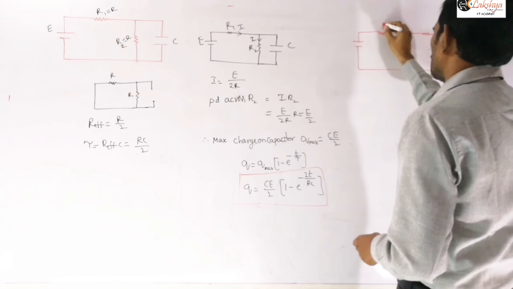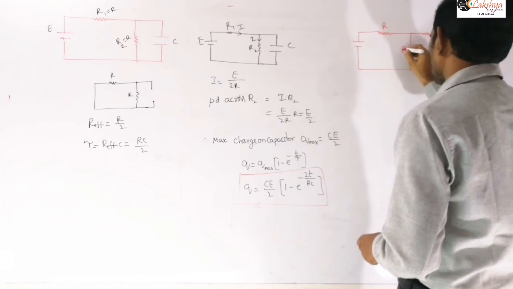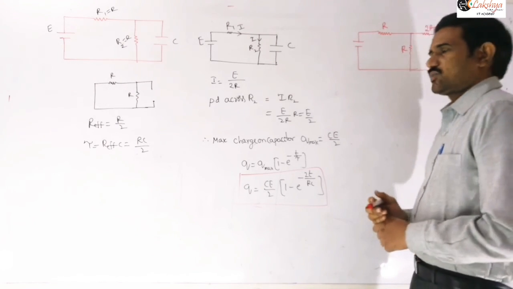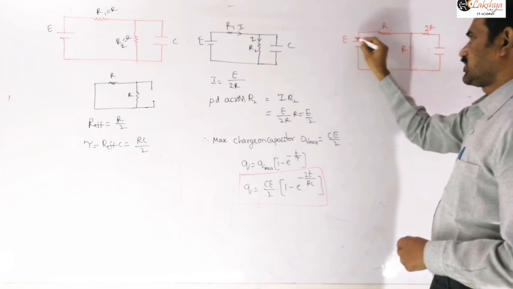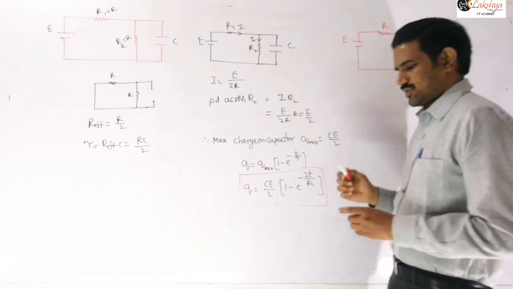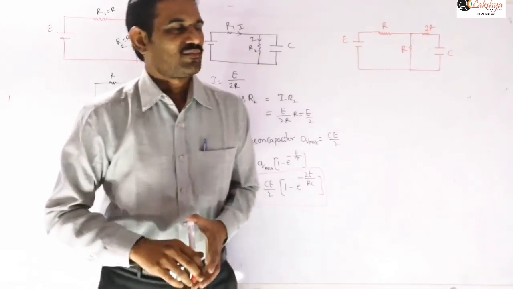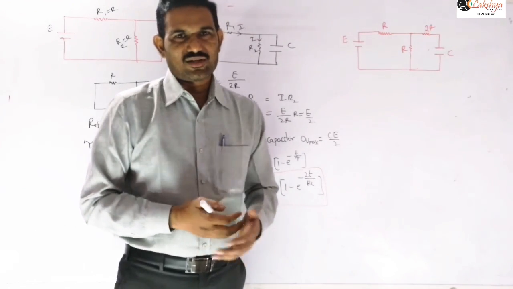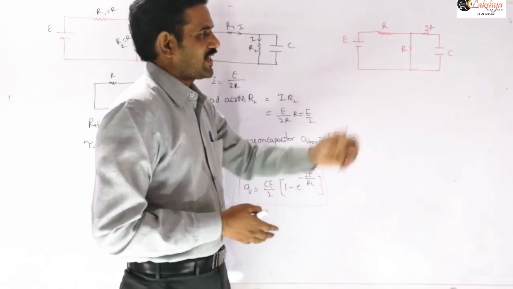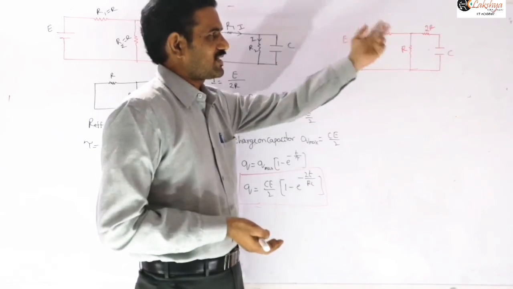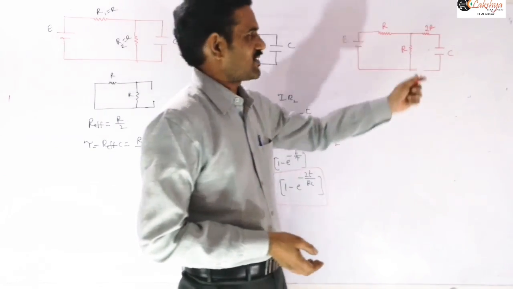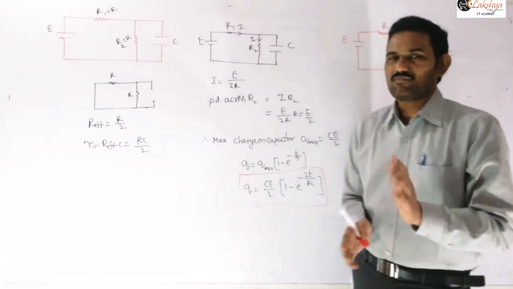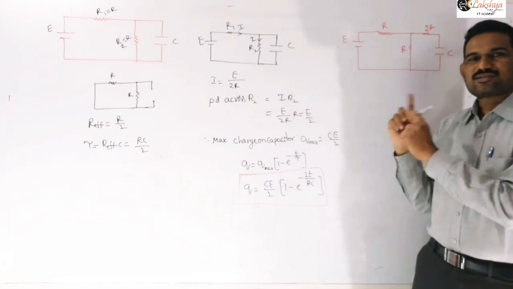Say this is R, this is R, and this is 2R, and this is E and this is C. The question is to find the charge on the capacitor and the current through the different resistors. Once you calculate the charge on the capacitor, you can calculate the current in this branch of the circuit also. So try to answer first by this method.